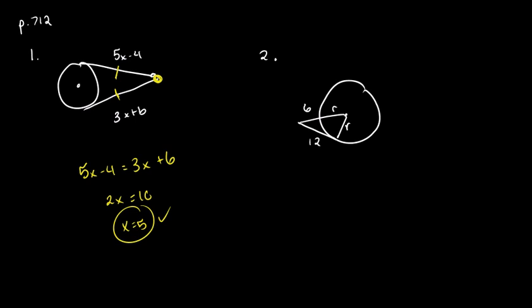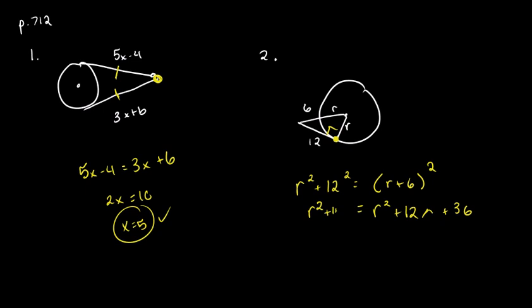Number 2, I would know that I have a tangent line right here. It just simply touches the circle. So that means it does create a right triangle. So if I were to use the Pythagorean theorem to try to figure out r, I would have r squared plus 12 squared equals (r plus 6) squared. I would have to FOIL my right side, which would give me r squared plus 12r plus 36.